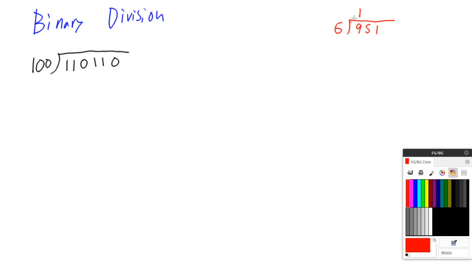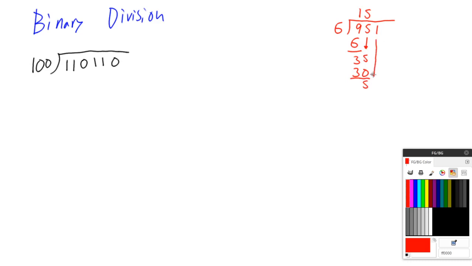So 6 times 1 is 6, and then 9 minus 6 comes out to be 3. Then we drop down the next digit, right? We drop down this 5. Does 6 go into 35? Yes, it does. And almost, right, if it was 36, it would go in 6 times. So that must mean it goes in 5 times. And so 6 times 5 is 30. And so we take 35, subtract 30, and that leaves us with 5.